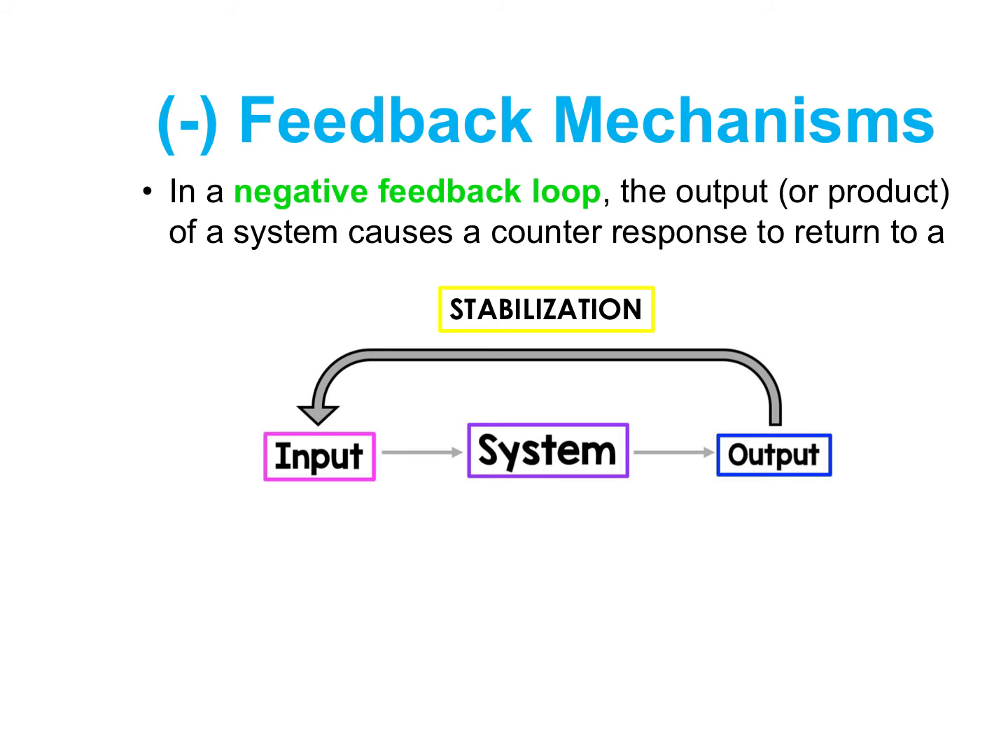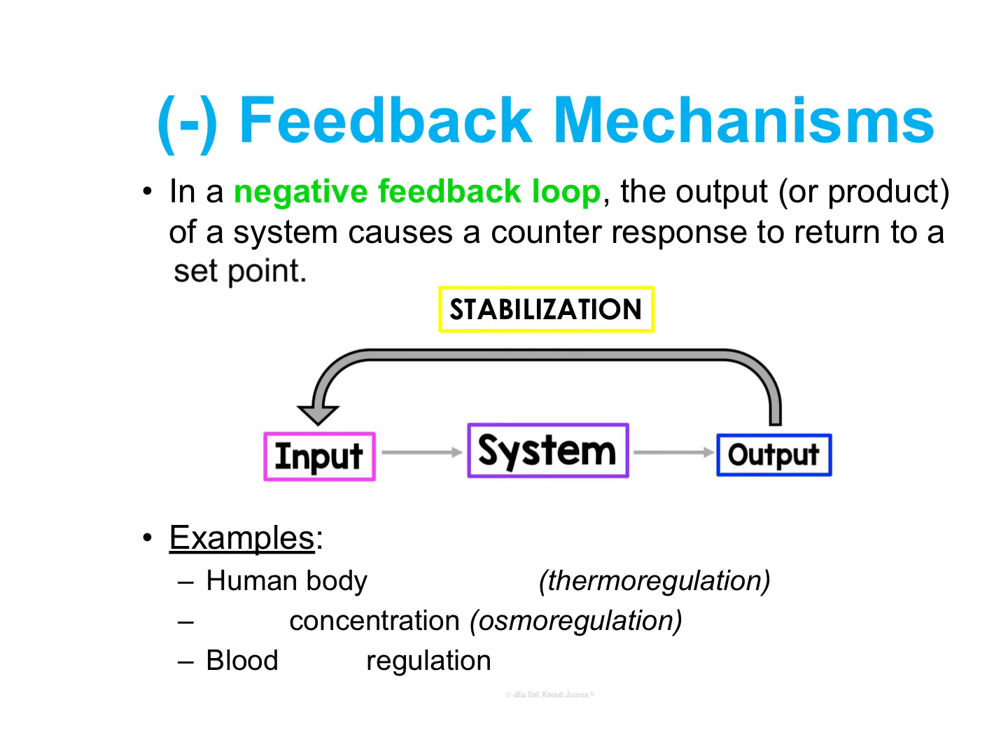In a negative feedback loop, the output or product of a system causes a counter response or a return to a set point. So we're trying to go back around in the loop. We're going to call this a stabilization mechanism. Some examples here are our human body regulating its body temperature. Another example in humans is water concentration regulation. Think about how dehydrated you are, which is maintained by negative feedback loops, and then our blood sugar regulation.